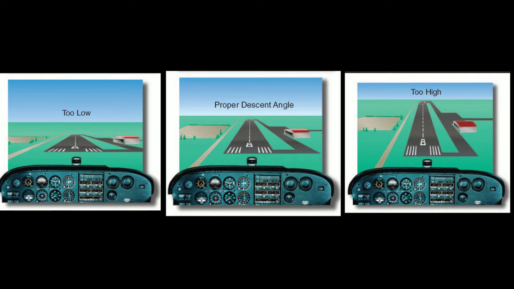Due to all the variables that change during flying, sometimes the aiming spot would result in either undershooting or overshooting the desired landing spot. If you're going to undershoot the touchdown spot, more pitch attitude and power will help. If you're going to overshoot the touchdown spot, decrease the pitch attitude and power.